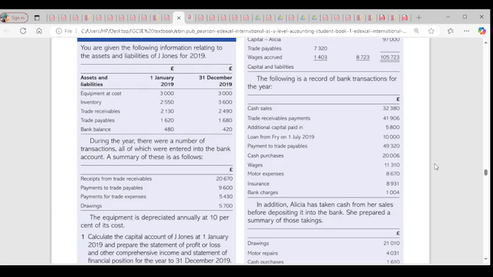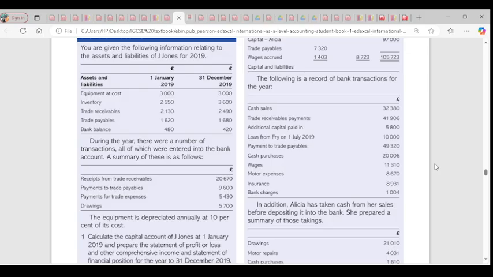So that takes us to the statement of profit or loss and other comprehensive income. We have our revenue. The revenue is already there in the trade receivables, 21,030. Opening inventory, we have our opening inventories here already. Purchases. Why do you not put cost of sales?